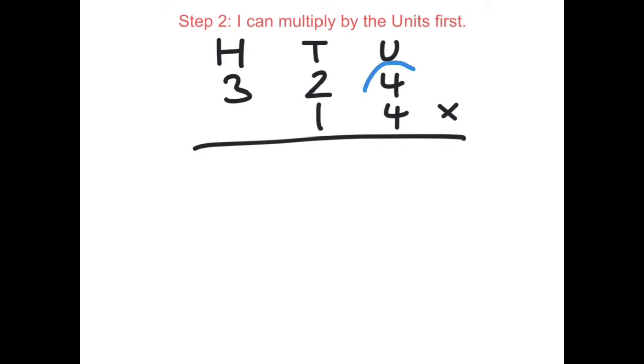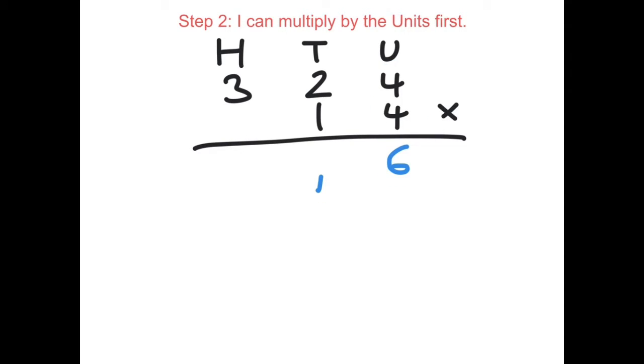Okay, so 324 times 4. Well, let's take it one step at a time. Let's do 4 times 4 first. So 4 times 4, we know that is 16. So we're going to put a 6 here. And just like in column addition, because we have an extra 10, we're going to carry it to the tens.